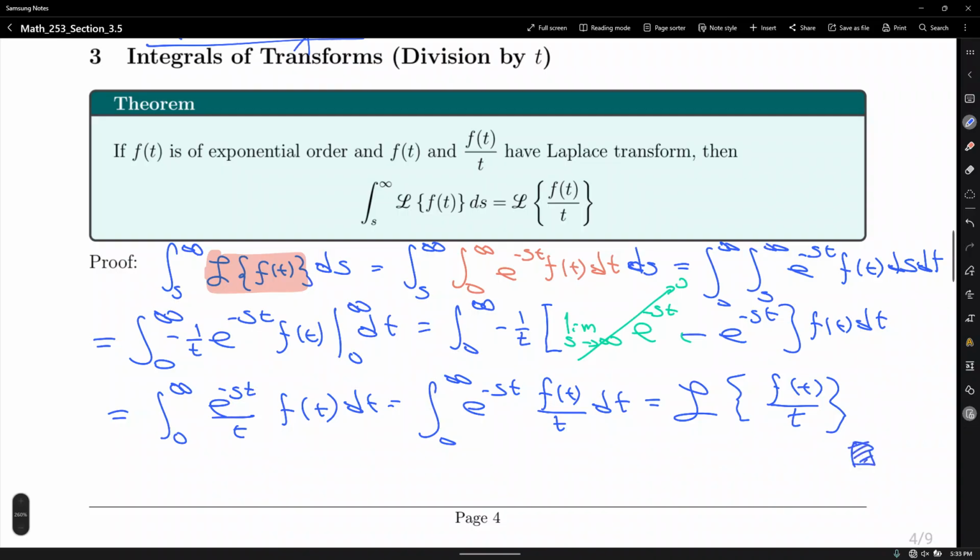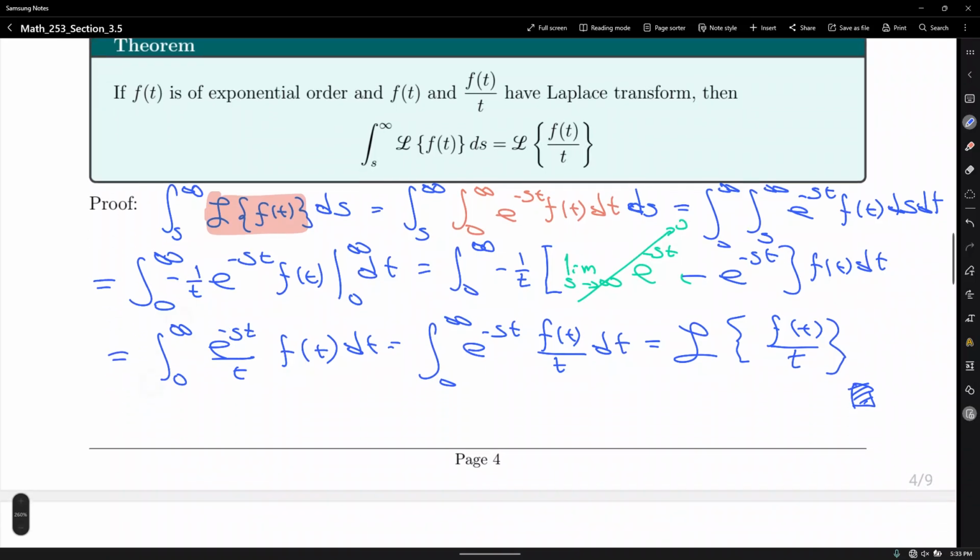All right? It all goes back to the improper integral. That's it. Right? And do a couple of manipulations here and there. That's all it is. Okay, well, let's see about this one.